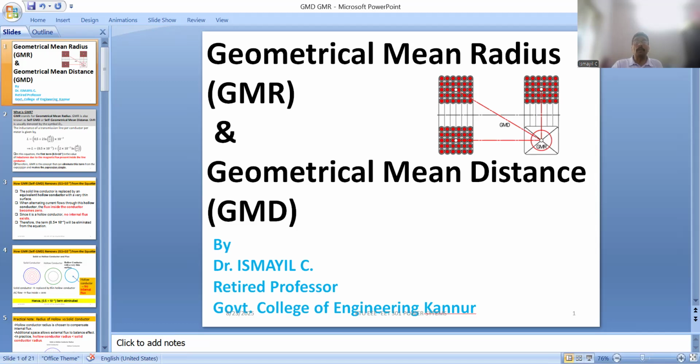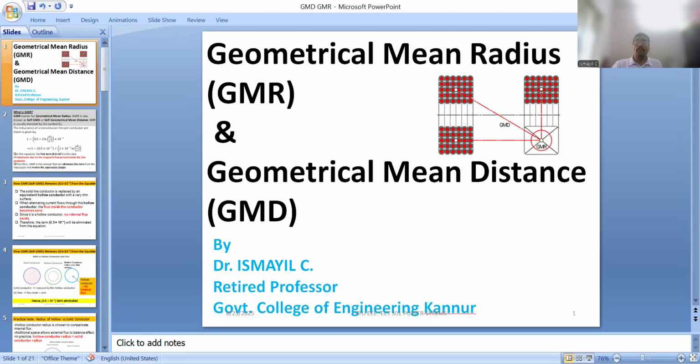Now you use the formula for the GMD. It is the cubic root of DAB, DBC, and DCA. So just substitute the values we got from the earlier slides. So you're getting 6.29535 meter. Our final answer is 6.295.